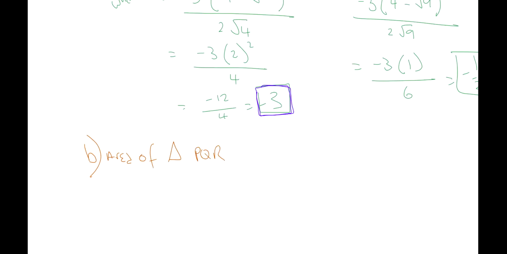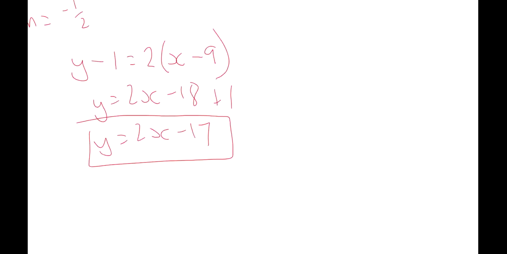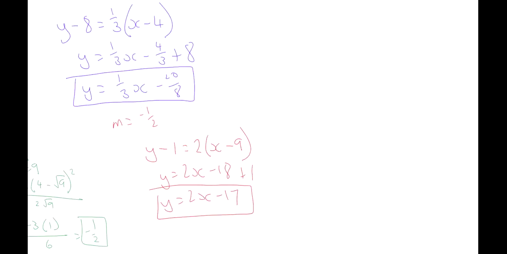Oh, I didn't find R. You're right. I just found 2 equations. What do I have to do to find R? Make them equal each other, right? That's all I'm going to do. So I'm going to say 1/3 x minus 20 over 3 equals 2x minus 17. Now, it would make my life easier if I multiply everything. Actually, no, forget it. All right, so then I've got -20 over 3 plus 17 equals 2x minus 1/3 x.